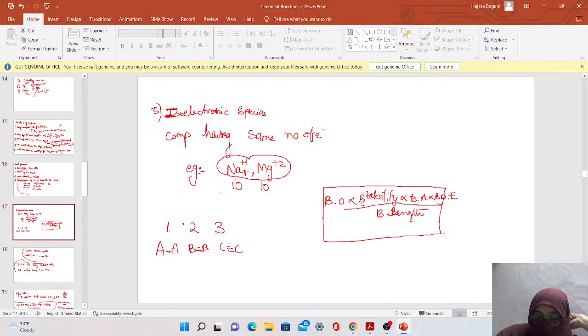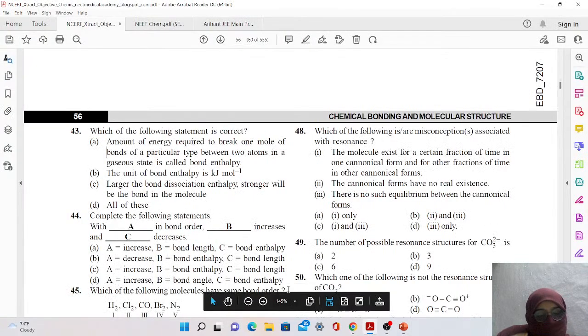Bond order is directly proportional to stability, directly proportional to bond angle, directly proportional to bond dissociation enthalpy, and inversely proportional to bond length. All the things related to bond will be directly proportional to bond order only. The only thing which is inversely proportional is bond length. That means bond order increases, bond length decreases. So let us check which option will match with this.